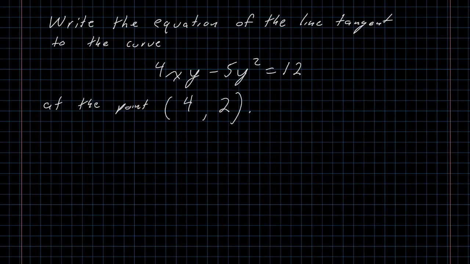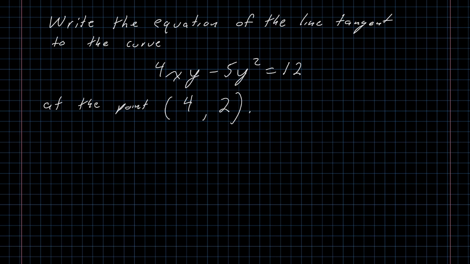So for example, I'd like you to write the equation of the line tangent to the curve 4xy minus 5y squared is equal to 12 at the point (4, 2). Right. I don't immediately recognize the equation form 4xy minus 5y squared. It's not one of the conic sections I know. It is technically a conic section, it just doesn't quite follow the usual pattern.